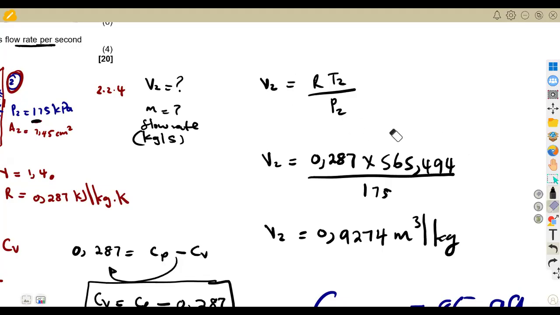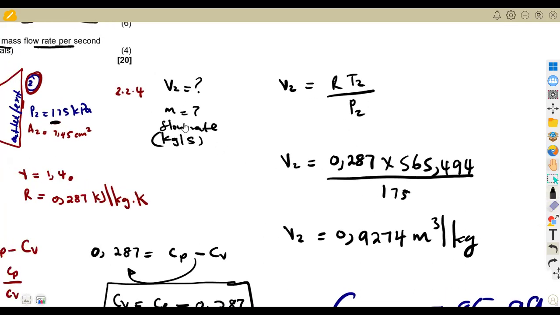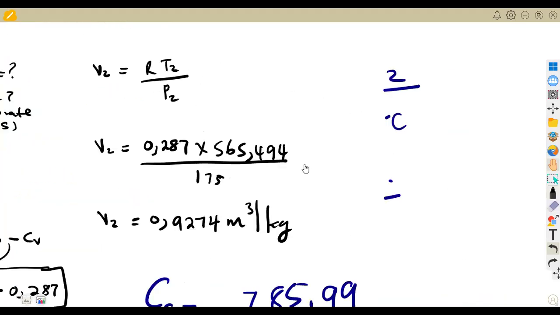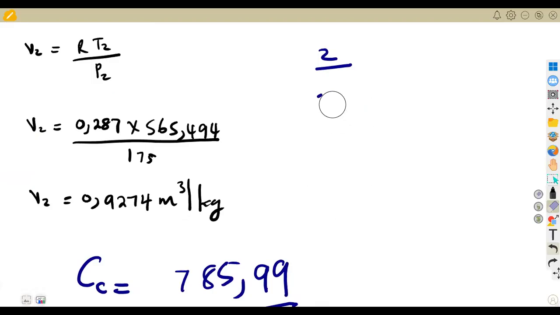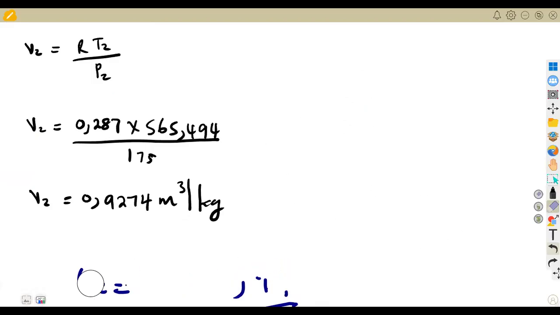All right, so that's our V2. Do not forget this value. We are going to need it because here they need us to calculate the flow rate. All right, let me not erase it because we need the flow rate. So to calculate the flow rate, I said it's a combination that you are connecting between the volume and the mass.